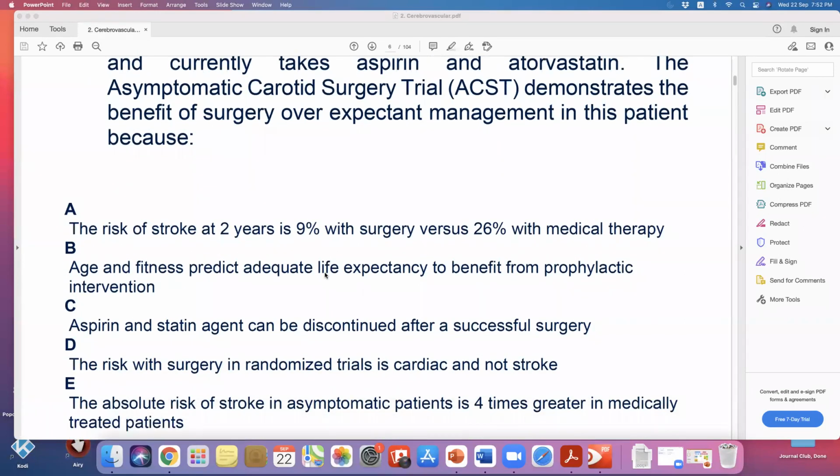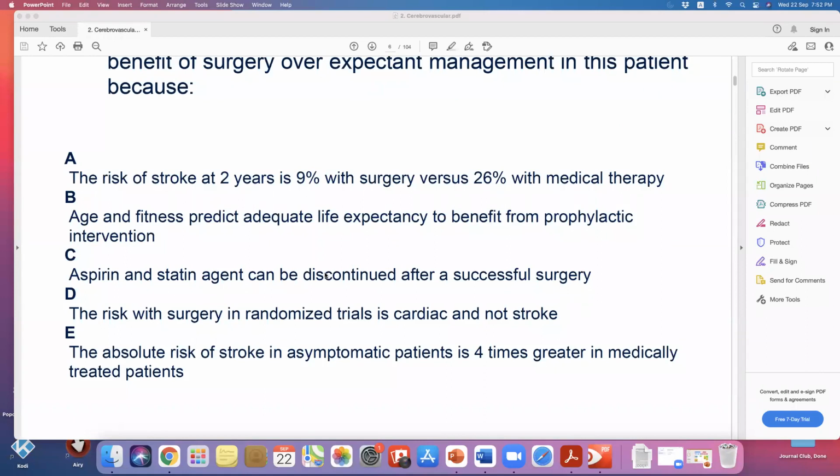Aspirin and statin can be discontinued after successful surgery? No, this is wrong. Even if we do a surgery, we always give the patient aspirin and statins. The reason is that these patients don't die from stroke, they mainly die from cardiovascular events. So you give these to prevent cardiovascular events. That's why, even after carotid surgery, you still have to give aspirin and statins.